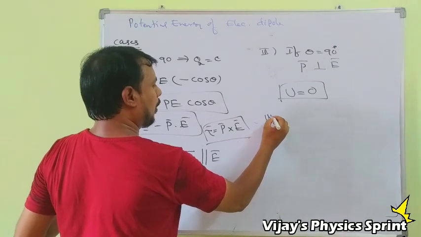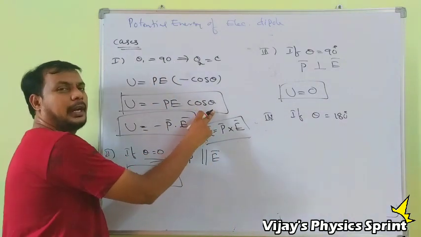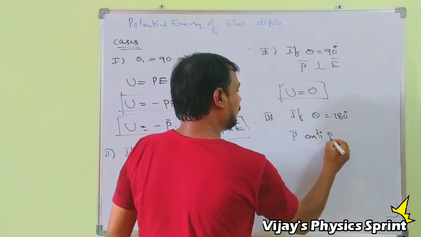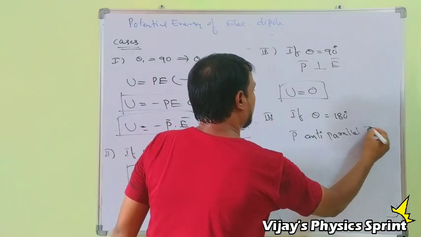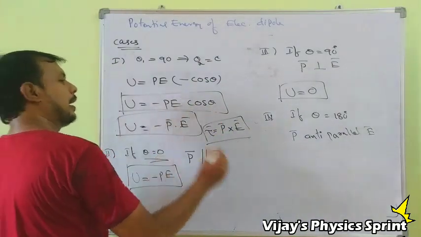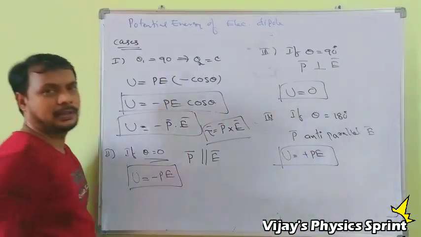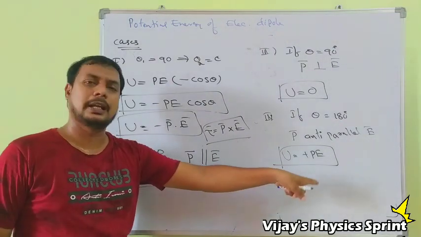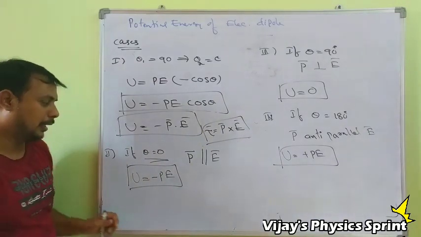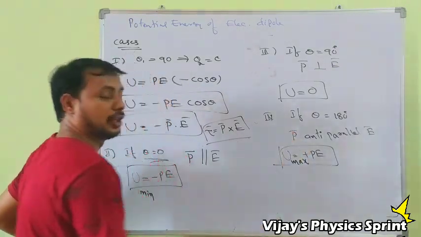And the fourth point, if theta equals 180 degrees, cos 180 is minus 1, which means P bar is anti-parallel to E bar. The dipole moment is anti-parallel, opposite to the electric field intensity. It is minus 1, minus of minus is plus, then U equals plus PE. The product becomes positive, and the other is minus PE. This is the minimum potential energy and this is the maximum potential energy.